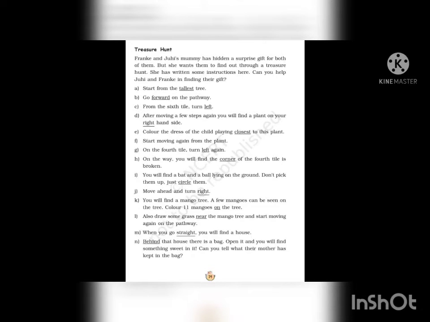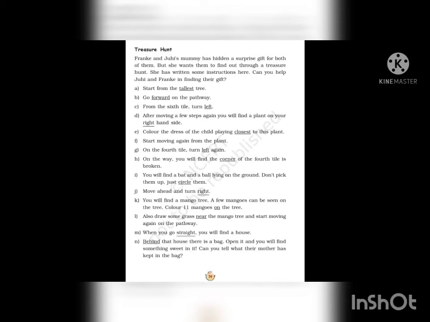The steps given to them to do the treasure hunt are: A. Start from the tallest tree. B. Go forward on the pathway. C. From the sixth tile, turn left. D. After moving a few steps, again you will find a plant on your right hand side. E. Color the dress of the child playing closest to this plant. F. Start moving again from the plant. G. On the fourth tile, turn left again.